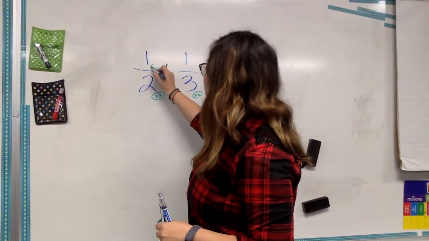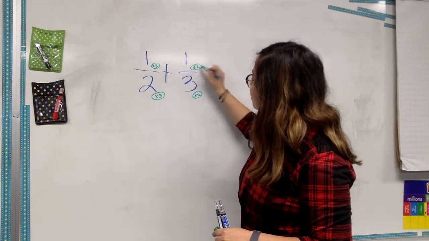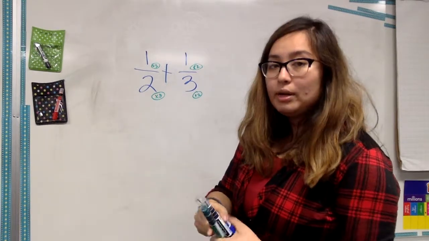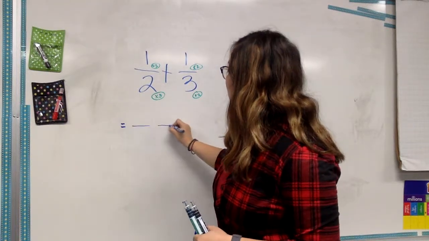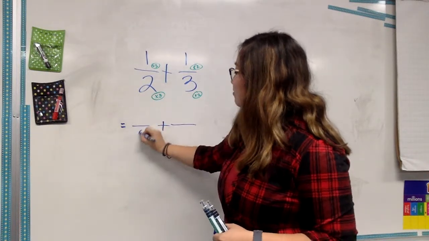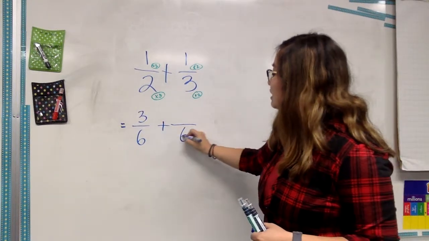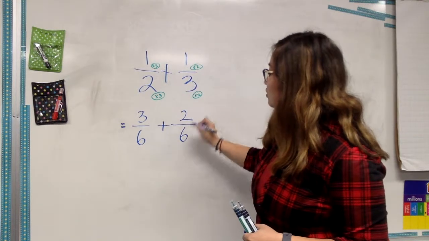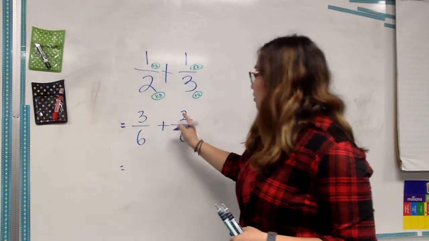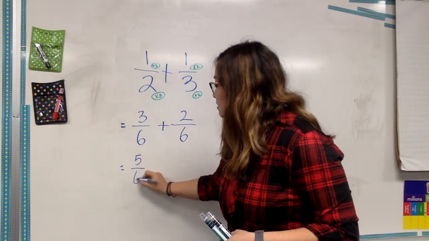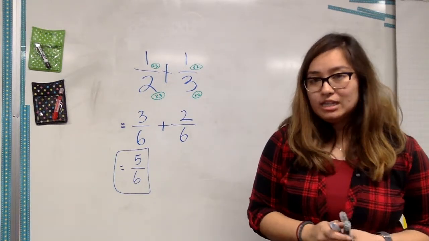So over here, I'm going to multiply by 3 because that's what I did at the bottom. Over here, I'm going to multiply by 2 because that's what I did at the bottom. So now I'm going to write my new fraction. So 2 times 3 gave me 6. 1 times 3 gave me 3. Over here, 2 times 3 gave me 6. And 1 times 2 gave me 2. I have the same denominator. That means I can add now. So very simply, 3 plus 2 gives me 5 out of 6. That's how you add fractions with unlike denominators.